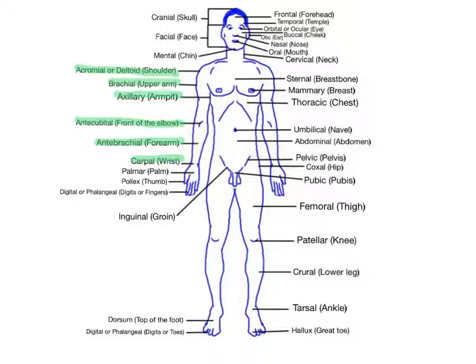The hand itself is manual. Think of manual labor or working with your hands. Palmar is the palm. Digital or phalangeal are the digits or fingers, and pollex is the thumb.